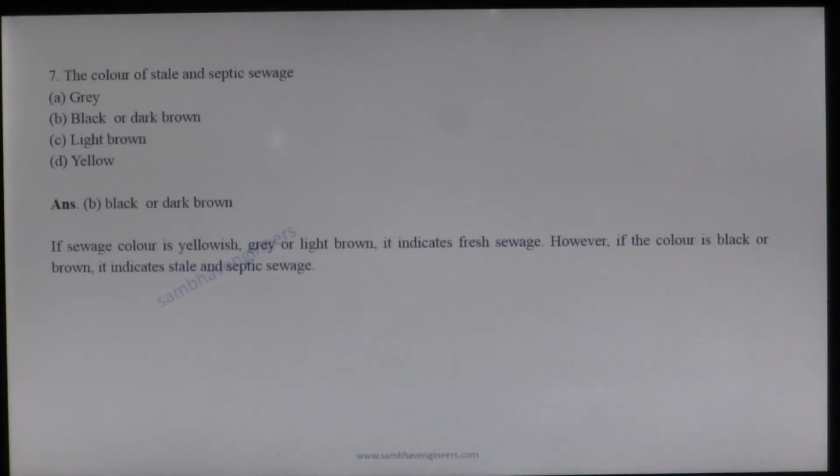Next question. The color of stale and septic sewage. In sewage, if the color is black or brown, it indicates stale and septic sewage. If the color of sewage is yellowish, grey or light brown, it indicates fresh sewage.